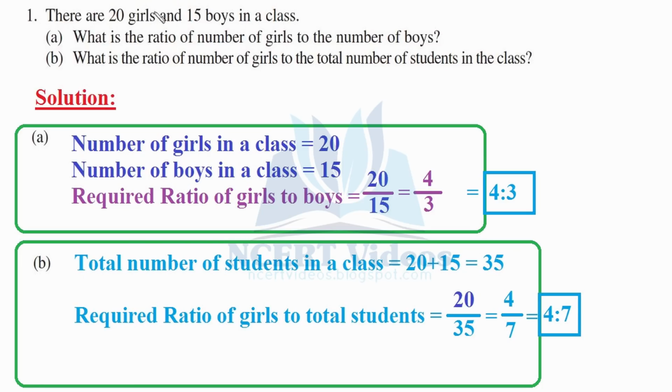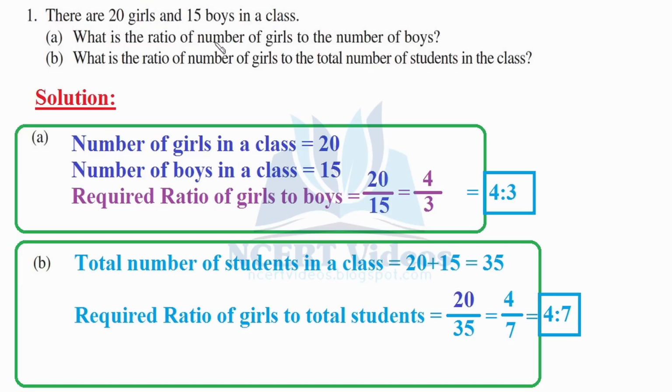First, there are 20 girls and 15 boys in a class. A part, what is the ratio of number of girls to the number of boys? B part, what is the ratio of number of girls to the total number of students in the class?